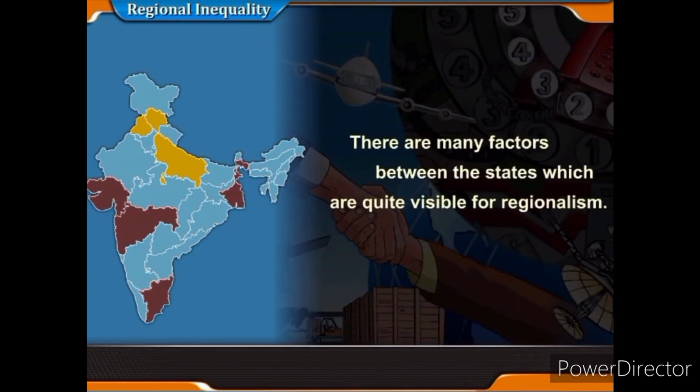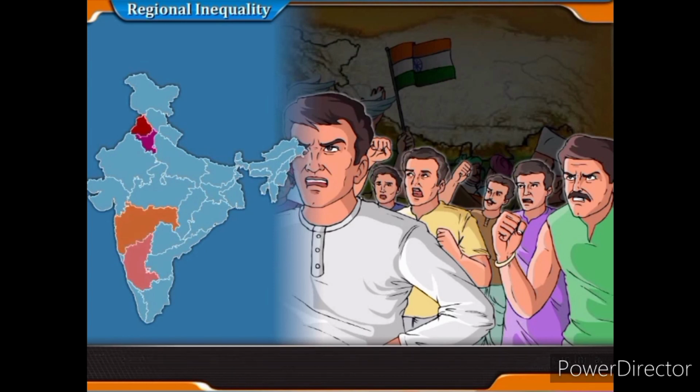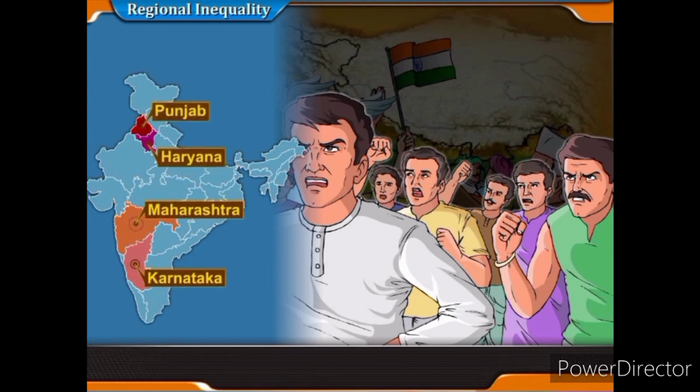There are many factors between the states which are quite visible for regionalism. There are some states that are at loggerheads over boundary issues even though they are in India. Like between Maharashtra and Karnataka, Punjab and Haryana, the boundary issues are still going on.